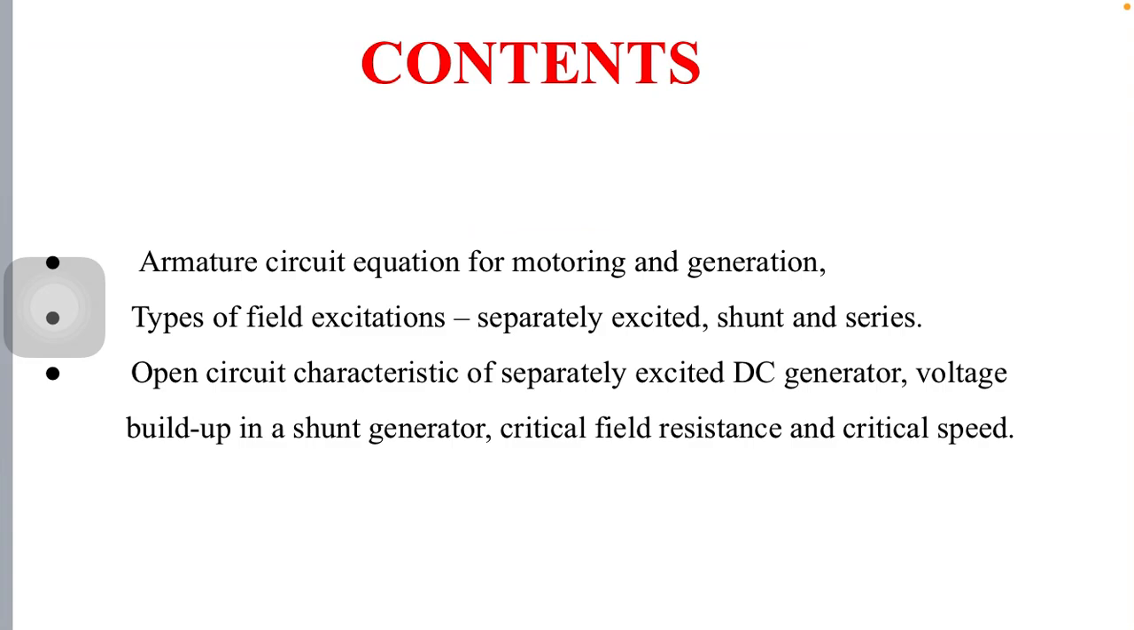Now we go further to the armature circuit equations for motoring and generation. Similarly, types of field excitation: separately excited, shunt and series, open circuit characteristics of a separately excited DC generator, voltage build-up in a shunt generator, critical field resistance and the critical speed.